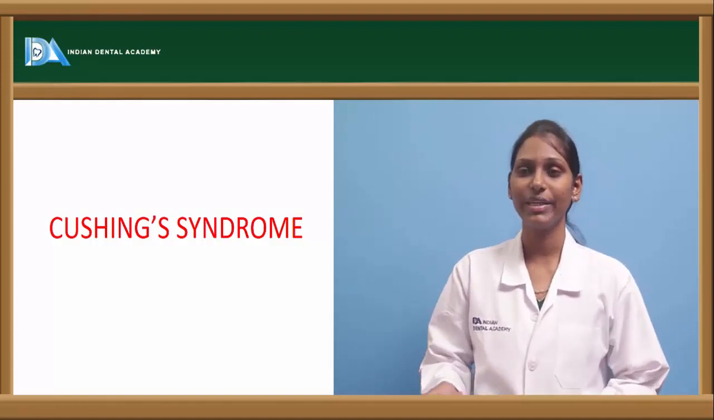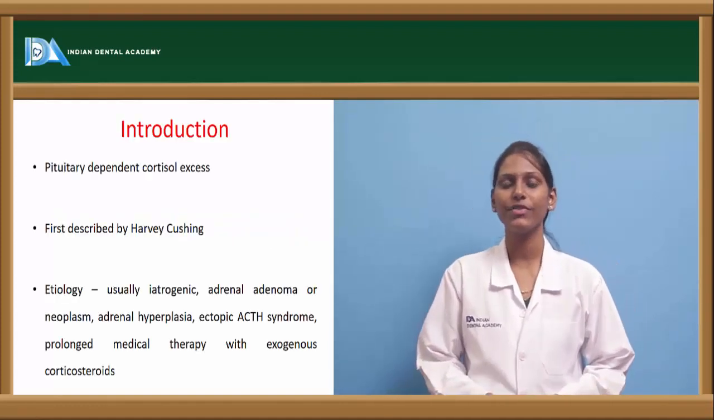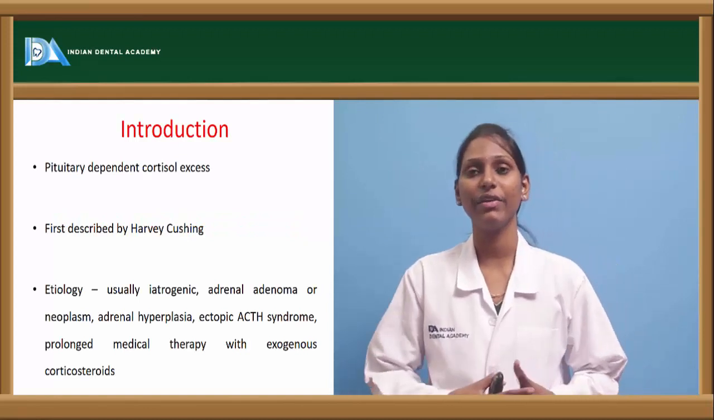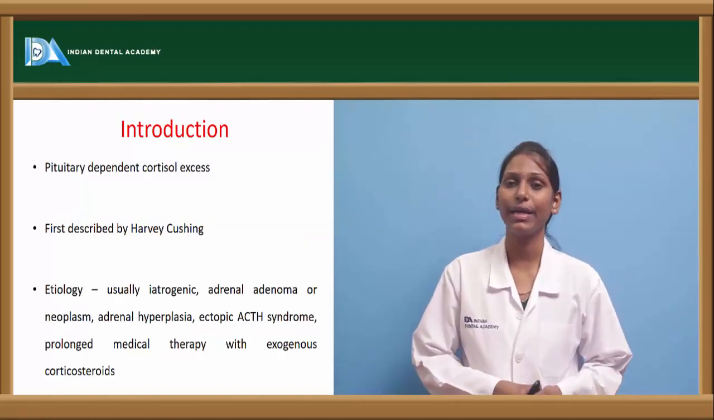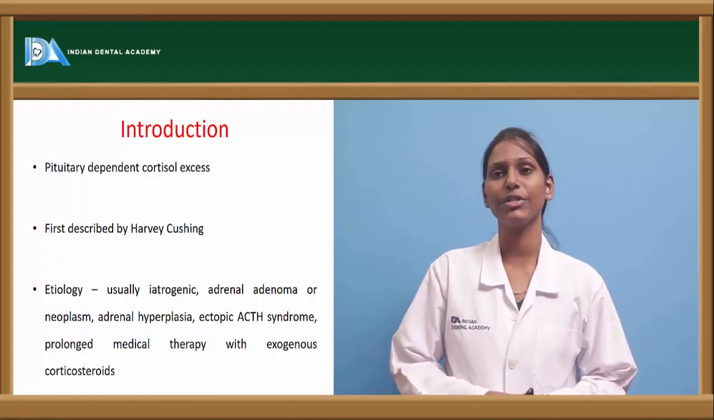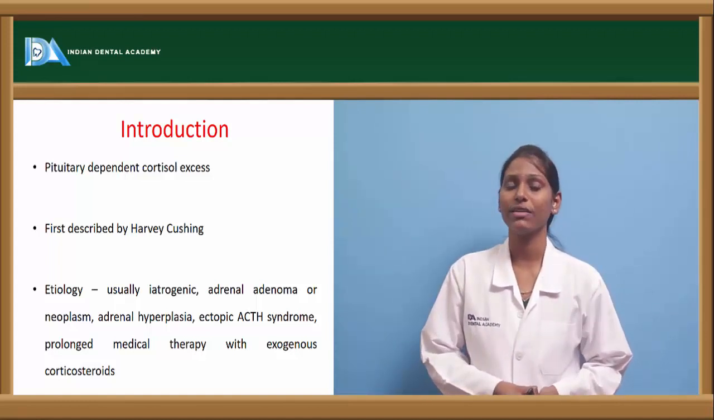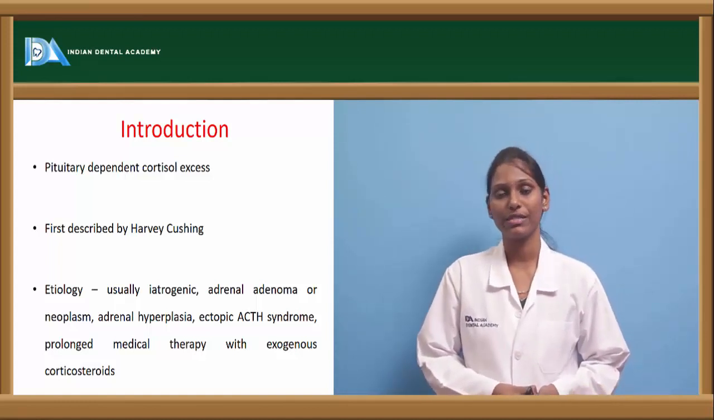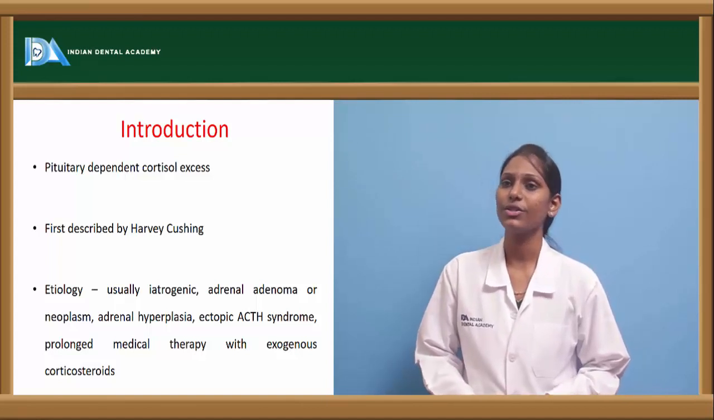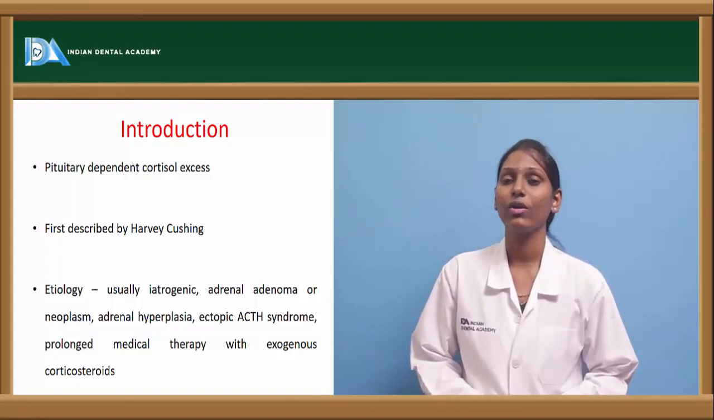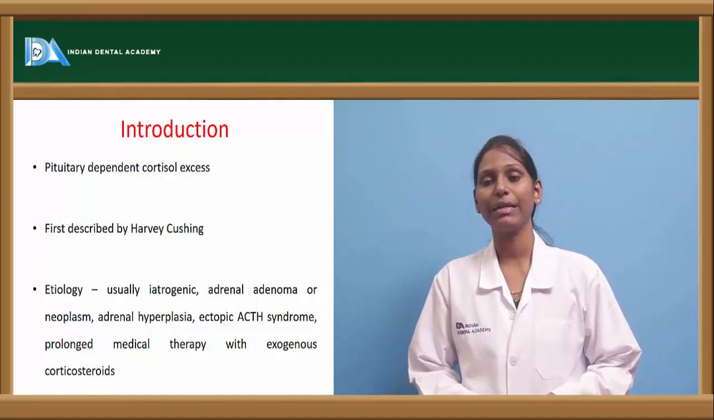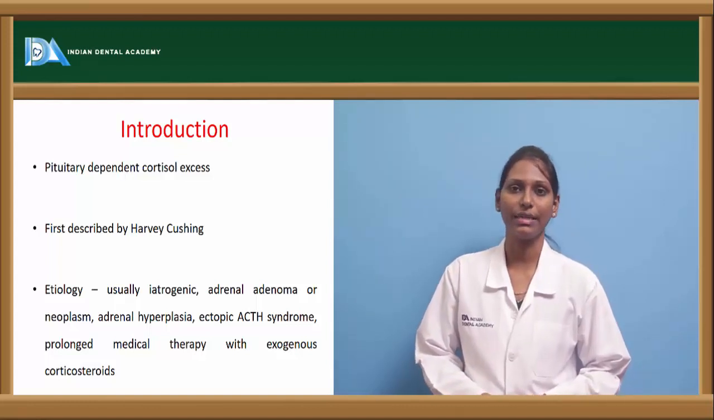The topic for discussion today is Cushing syndrome. As we all know, the adrenal gland has a very important role, and the hormones secreted by the adrenal gland, that are the corticosteroids and mineralocorticoids, are very important for the normal homeostasis of the body. So Cushing syndrome is where there will be cortisol excess, either pituitary dependent or non-pituitary dependent.